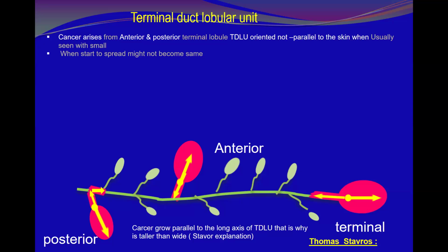So if the mass, which terminal duct lobular unit gives a non-parallel mass, and which one gives a parallel one?